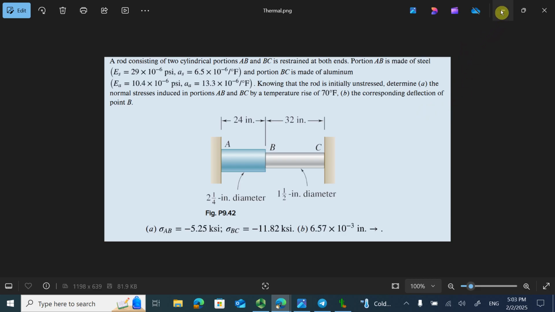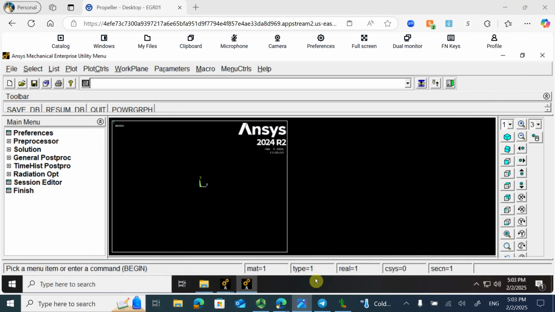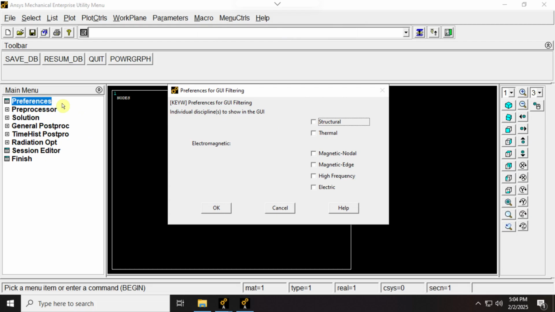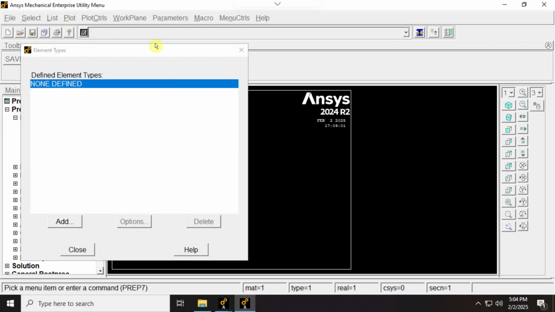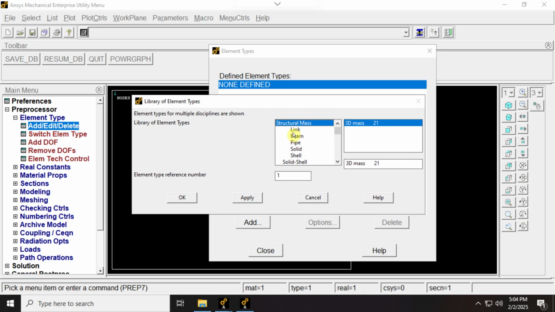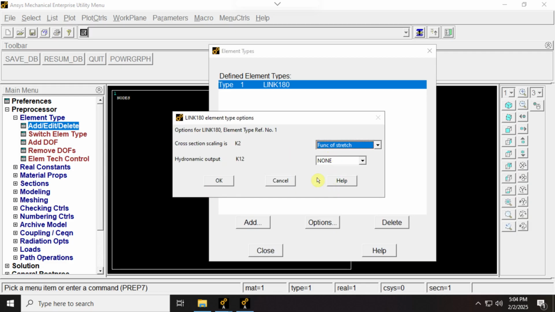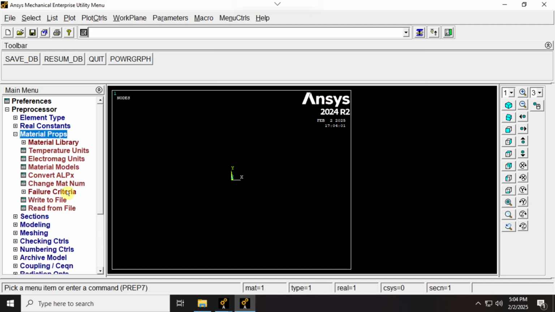Alright, so let me drag this to the right. We open Ansys APDL. We're going to do preferences, structural and thermal, and then preprocessor. I'm going to pick element. A link element is going to work fine here, so I'm going to pick the link element. Then I'm going to go to material properties. We have steel and aluminum, and we need to define them.